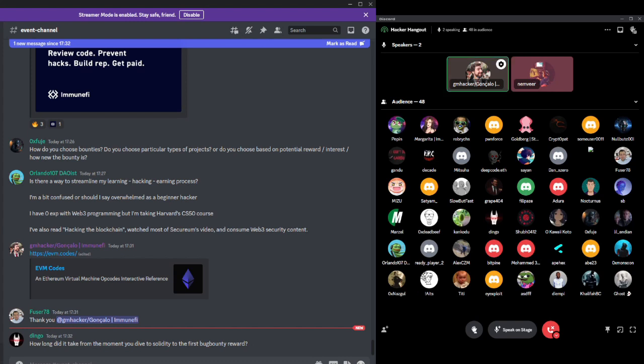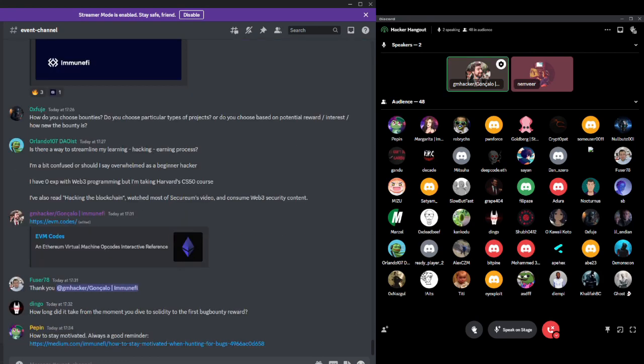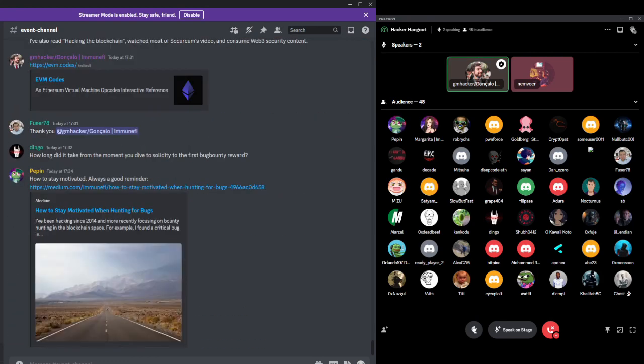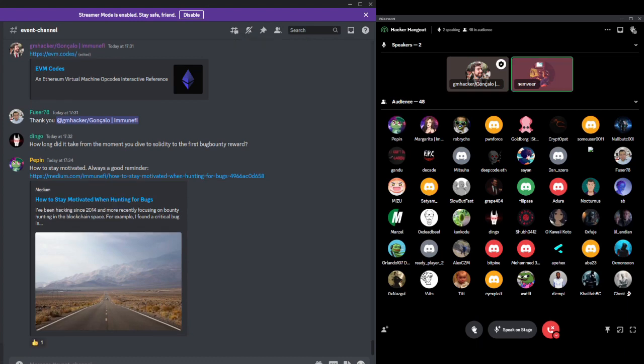Question from 0xFuge. How do you choose bounties? Do you choose particular types of projects, or do you choose based on potential rewards, interest, or how new the bounty is? Yeah, so in my opinion, there are two ways of finding a bug.